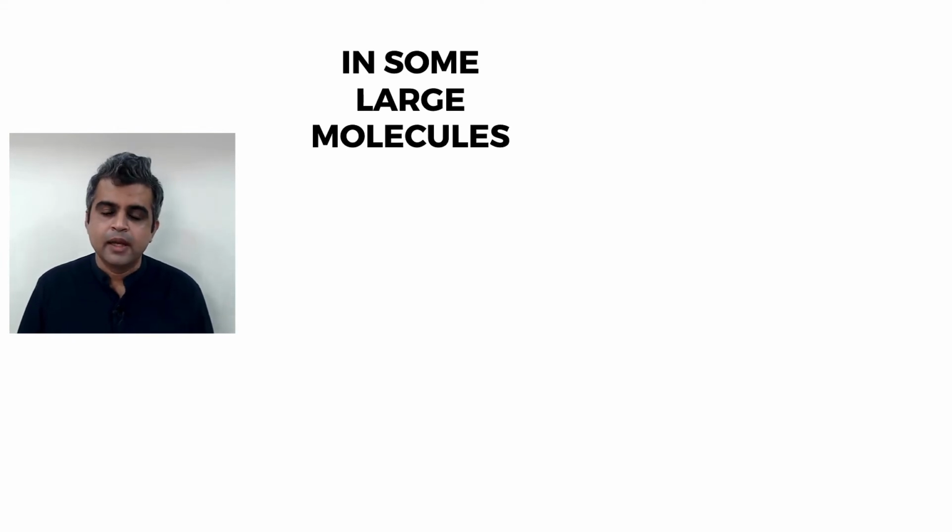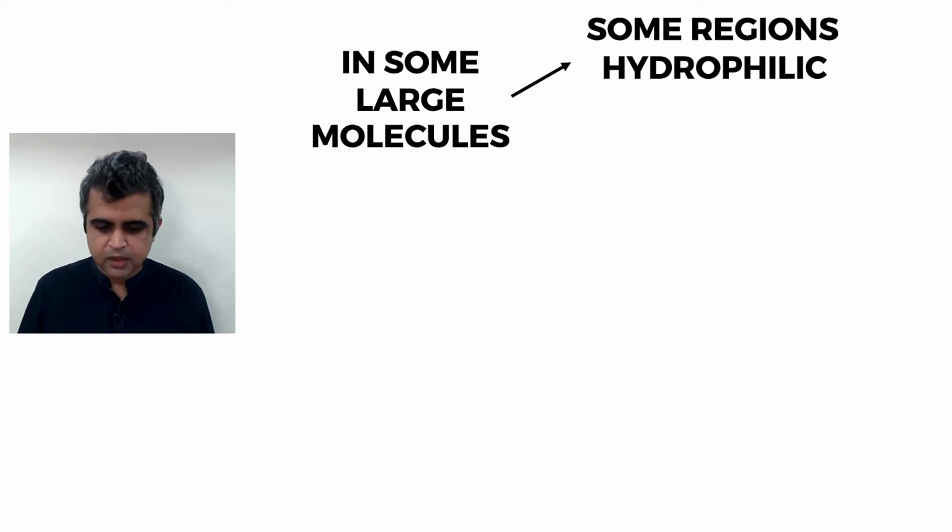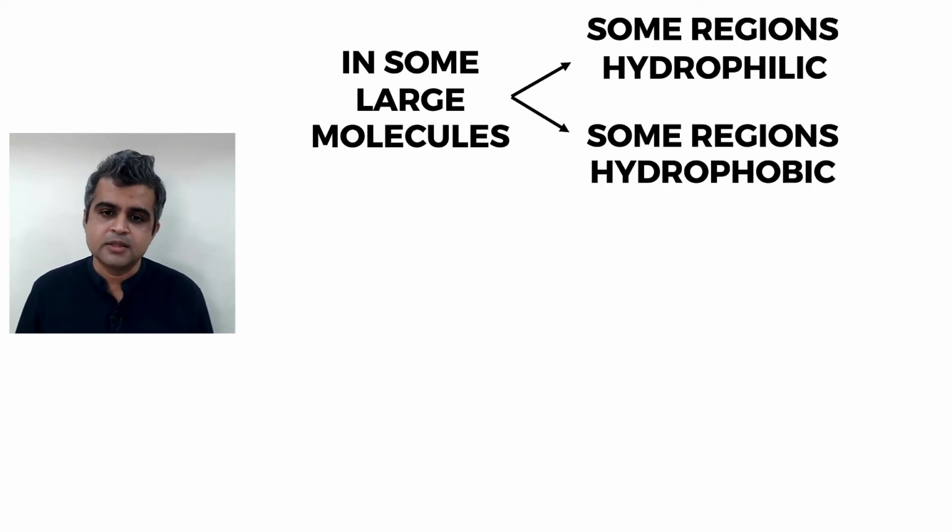Now, there are some large molecules where it is not possible for the whole molecule to have one affinity towards water. That means the whole molecule is not necessarily water soluble or hydrophilic, or entirely hydrophobic, because this molecule can be made up of many subunits. So in some large molecules, what can happen is some regions are hydrophilic and some regions are hydrophobic.